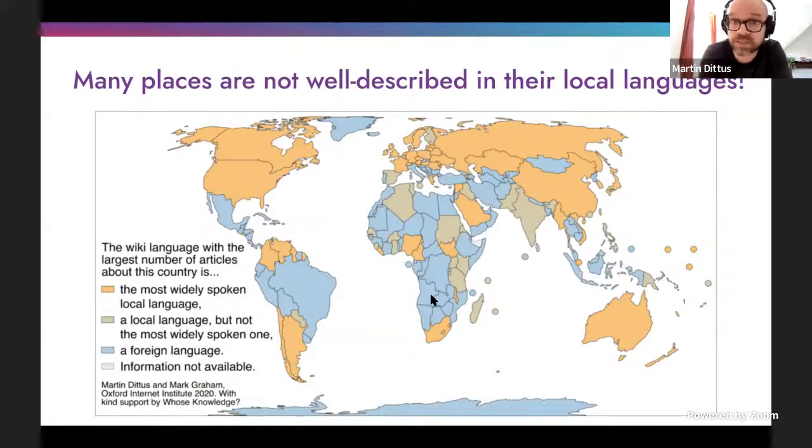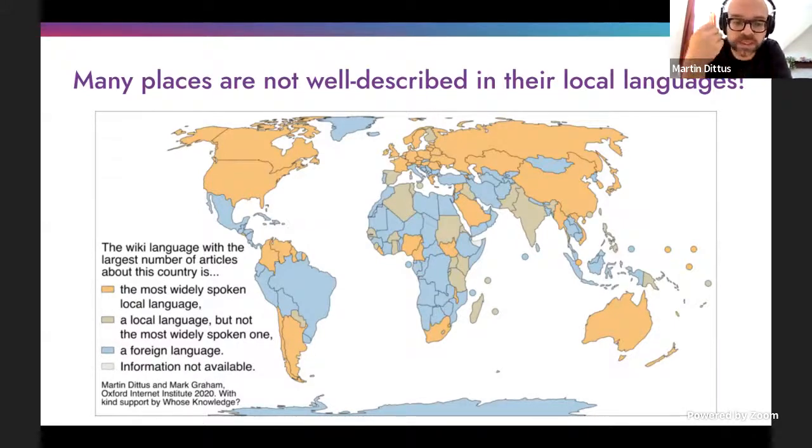Often that is English. English is widely spoken in many places of the world, but it's not typically the official language of all the places in the world. But there are also other languages that feature prominently. And I think this is something where we might want to ask, what are the effects of that?